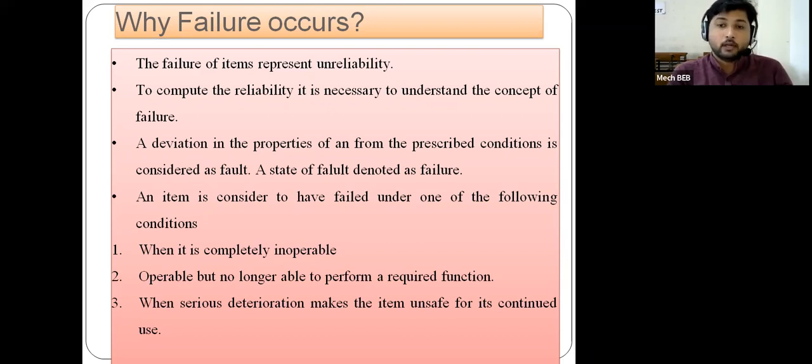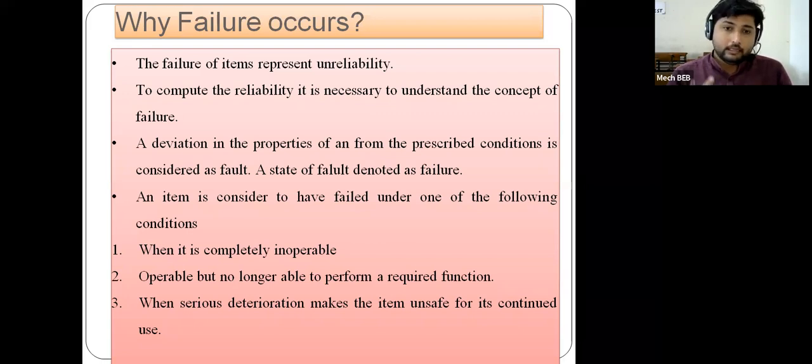So that is nothing but a functional deviation of that particular product, a functional deviation from its properties. That functional deviation will be considered a fault, and the state of fault denotes the failure.